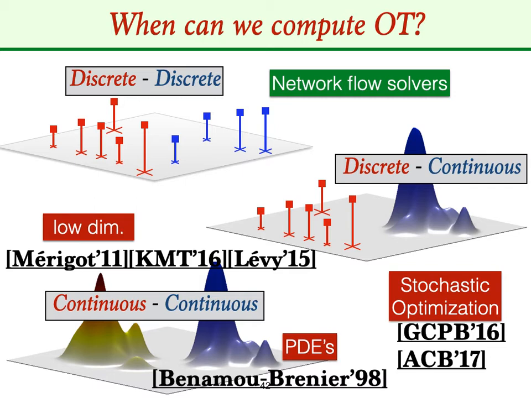Finally, if you're really in the continuous to continuous setting and you want to compute that, this will only work in very low dimensions, and the method of choice to do so is the so-called Benamou-Brenier approach. I'm going to focus essentially on either the discrete to discrete setup or continuous to continuous setups when the measures are actually easy to apprehend.